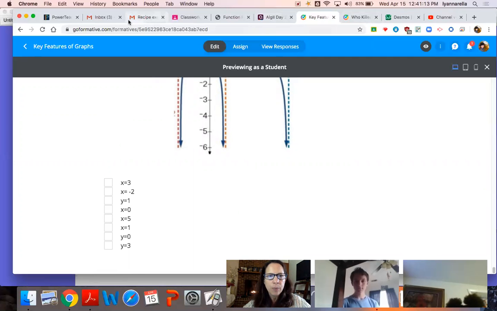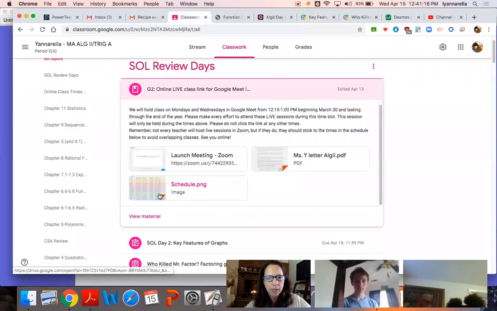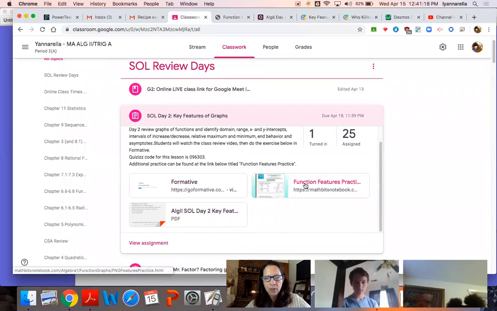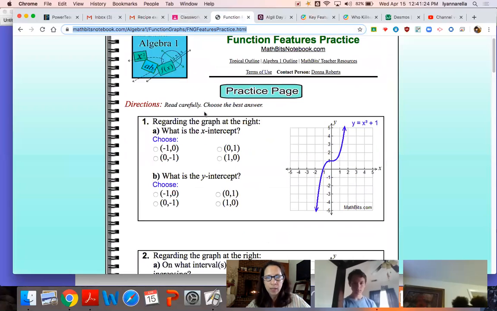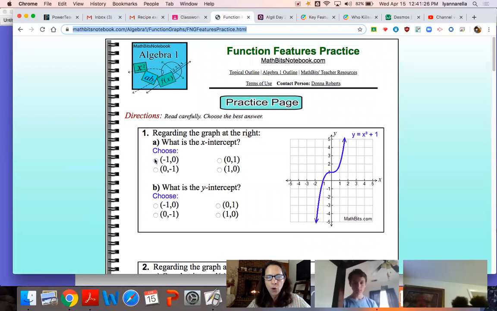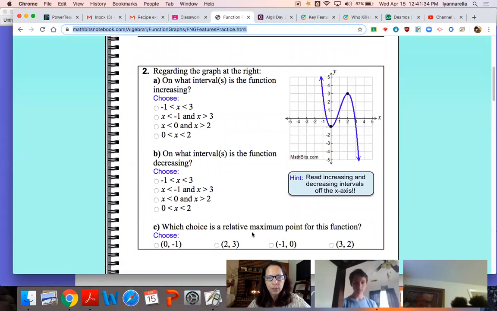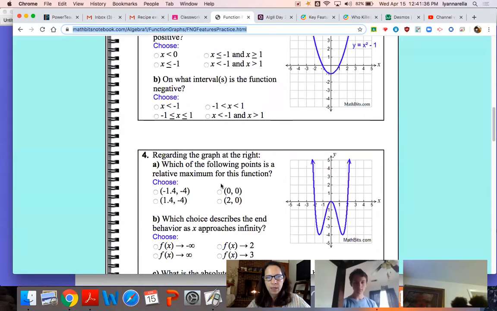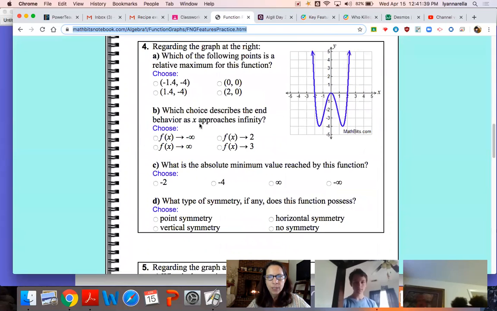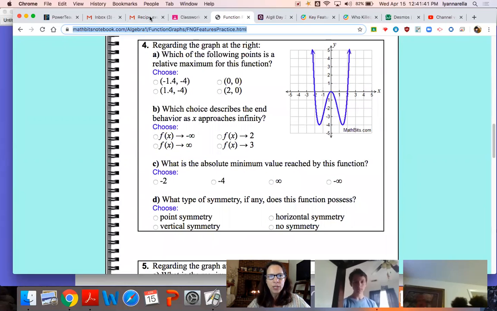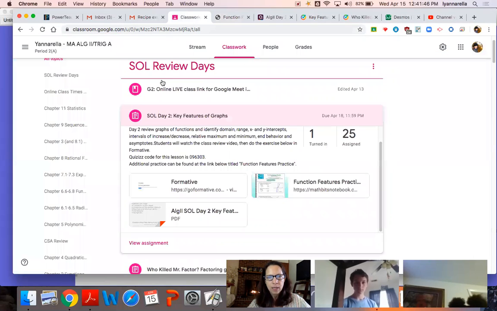There's another link that I put in your Google Classroom that I really, really like. So if you go to this key features of graphs, there's a function features practice and it looks like this. And I think this is fantastic. It actually asks for all of the things that we've gone over. It asks you for y-intercepts, x-intercepts, intervals of increasing and decreasing, relative maxes and mins. It's pretty interesting. So if you have a chance, there's no way I can grade it because there's no way for you to submit this. I looked for it and I didn't see anything. But if you have a chance, do the function features because I think it's really cool.